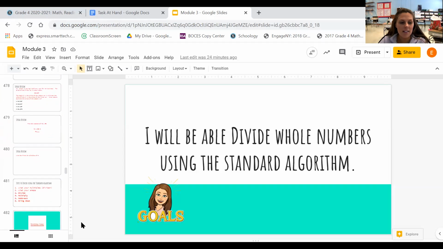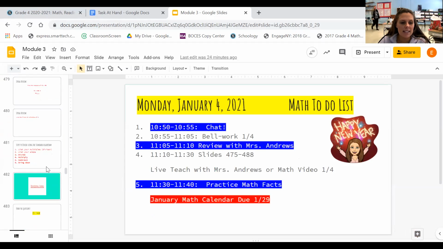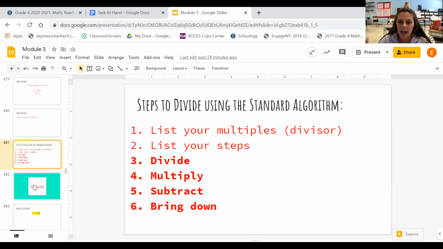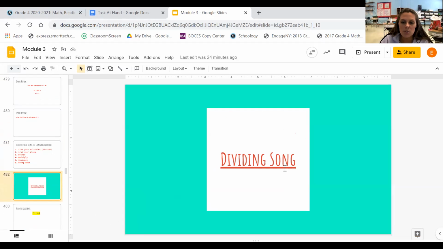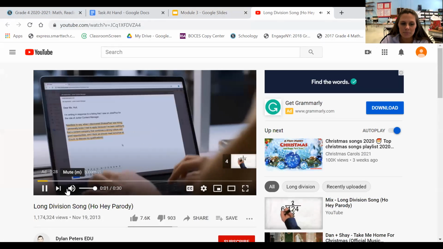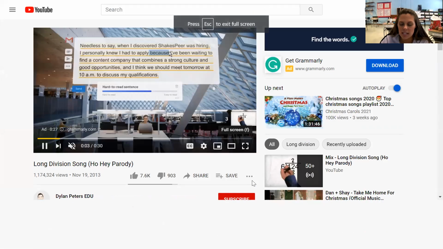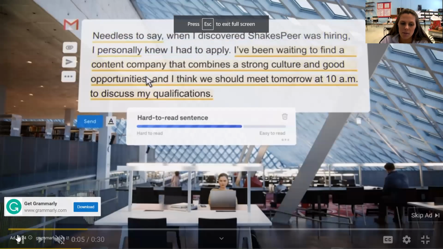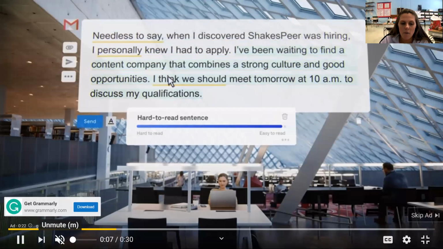We're going to continue practicing division using that standard algorithm that we learned last year. Let's go ahead and take a screenshot of the steps so you have it, so if you want to split your screen later on and follow the steps as we go. All right, we're going to start with a little cute video. Hopefully it reminds you all about division and it sticks in your head so you can remember all those steps, okay? Here we go.